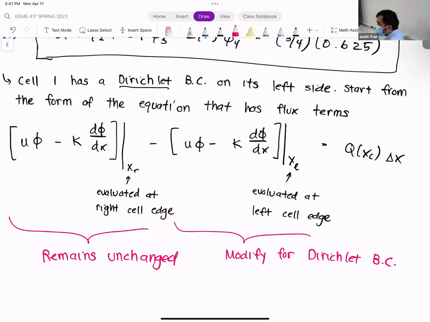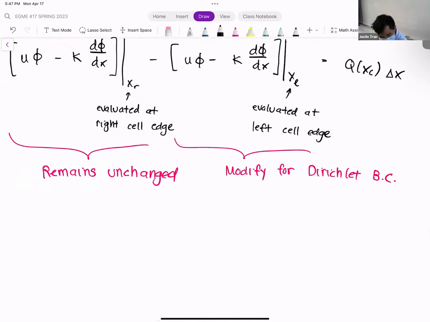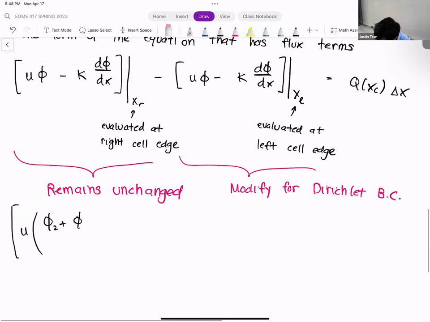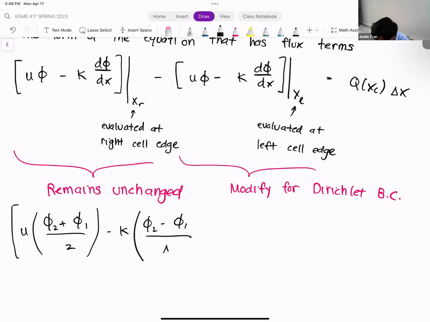Because if we are cell one, we don't have a left neighbor, and so there's no way we can evaluate that for a left neighbor. So let's go ahead and evaluate this. For the part that remains unchanged, let me write in the expression: u times (phi2 plus phi1) divided by 2, minus k times (phi2 minus phi1) divided by delta x. That's what we normally plug in for that flux expression.